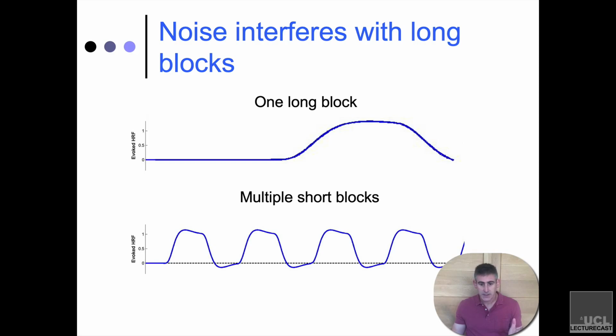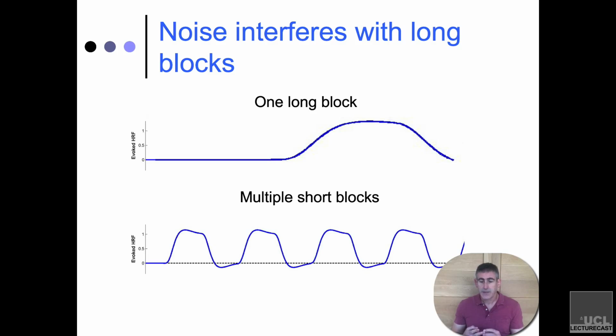Now, the reason that we don't just have one long block of task followed by one long block of rest is because of problems with noise. So anytime you're measuring anything, what you're measuring is a combination of the signal that's of interest and sources of noise. And you want to try to maximize signal relative to noise so that it's not, for instance, swamped. And this is very much one of the issues that we face with fMRI.